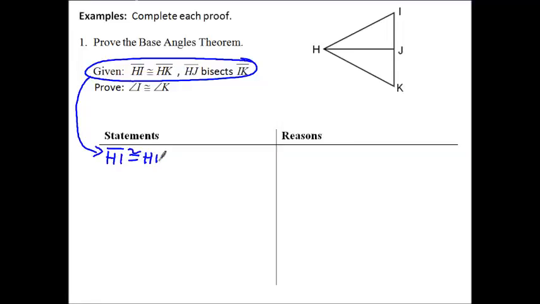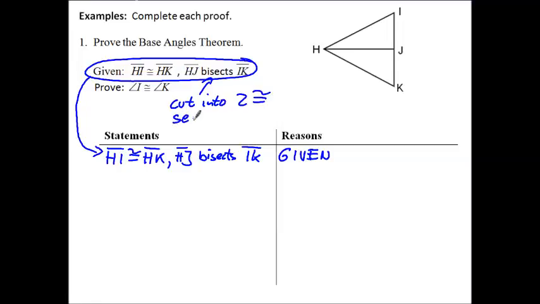HI is congruent to HK. HJ bisects IK. And the reason is this was given. So what does it mean again that a segment gets bisected? The segment IK gets bisected. That means that it gets cut into two congruent segments. The bisector cuts the segment in the middle and creates two segments that are congruent.